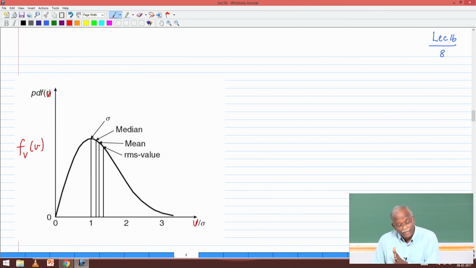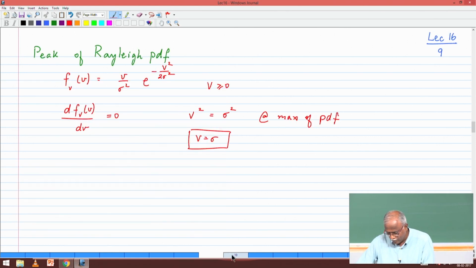Now, what happens at the value of the mean? At the mean, already the PDF is dropping. At the RMS value, it is further dropping. Again, it starts to give you some insight as you work with this more and more. So, please do make sure that you are comfortable with the shape, where the peak occurs, and what these values are.